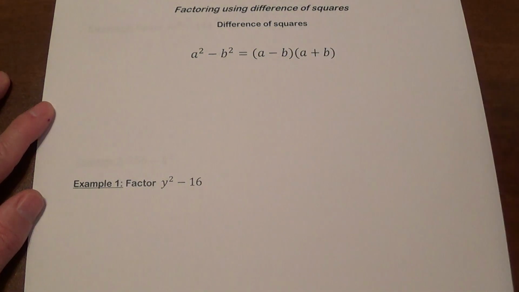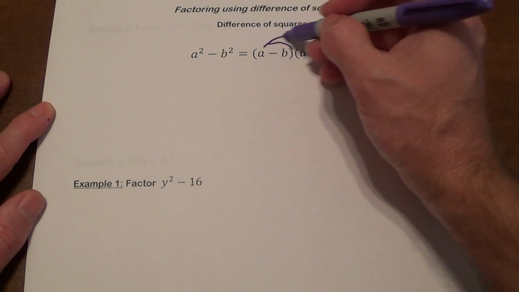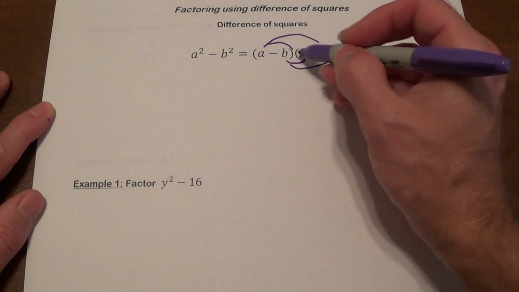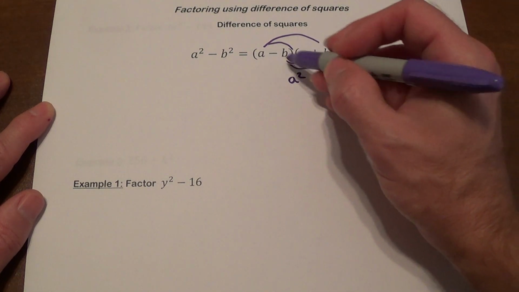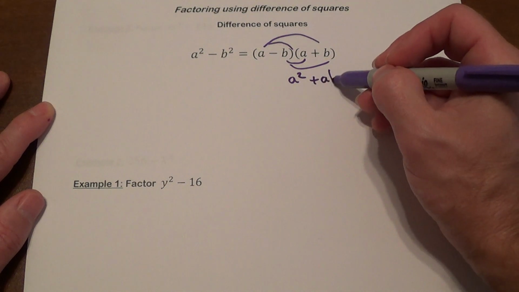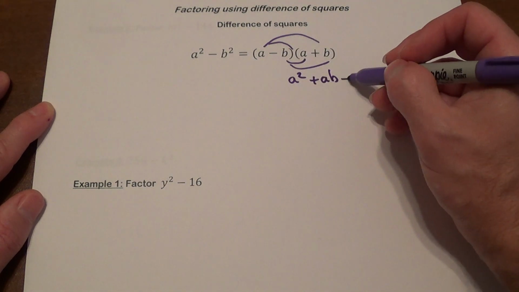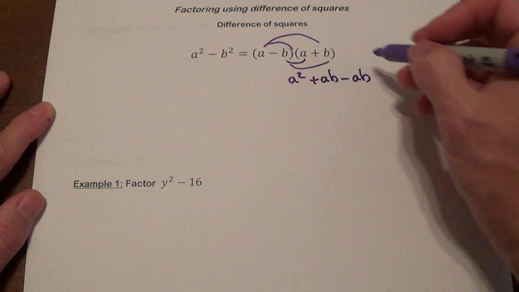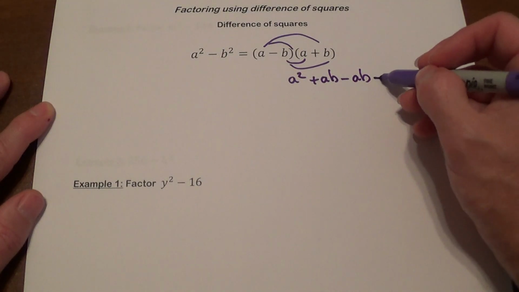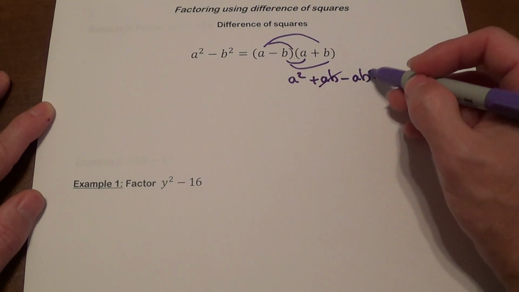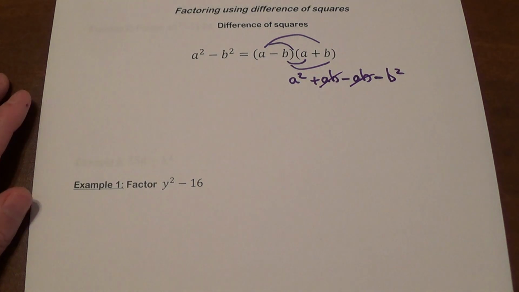The easy way to see if this is actually true is if you FOIL this. You're going to get a times a, which is a squared, a times b is ab, negative b times a is minus ab, and negative b times b is minus b squared. These two terms cancel and you can see it's correct.